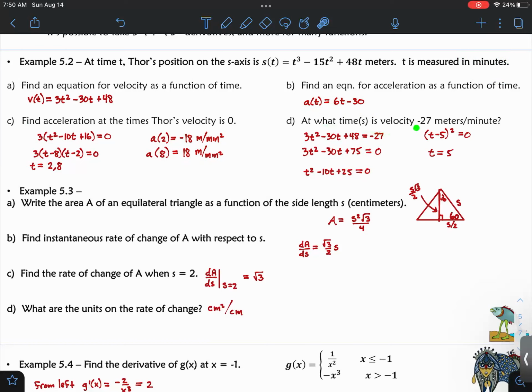At what times is the velocity negative 27 meters per minute? Well, that's very similar to the previous part. It's just now I want to set my velocity equal to negative 27. Luckily for us, you move some things around. It's an algebra problem again. This one was easy to factor. We end up with a single time answer.